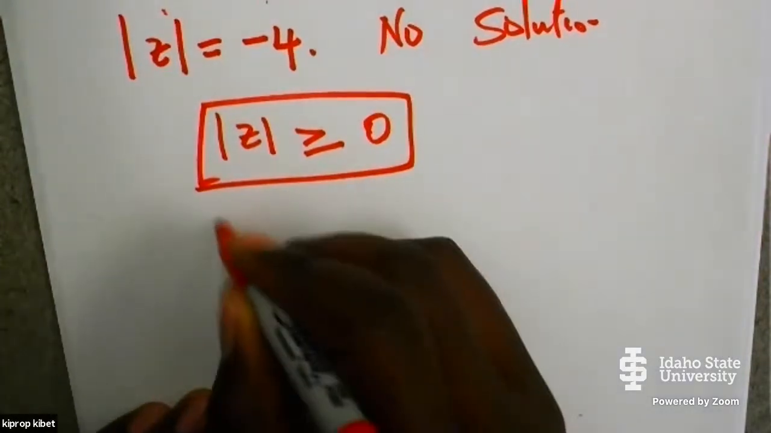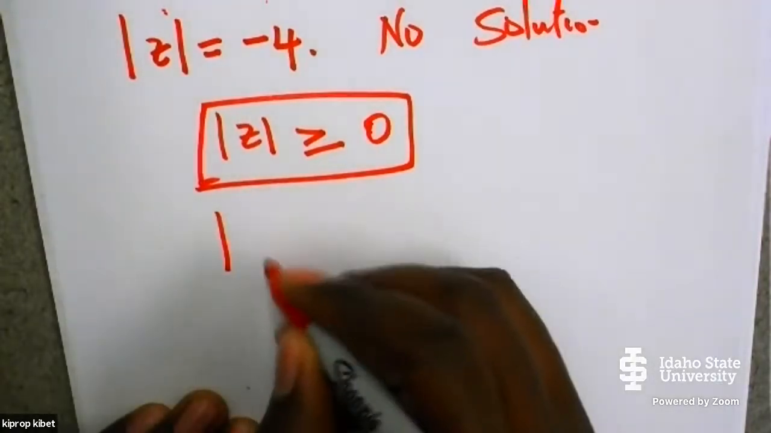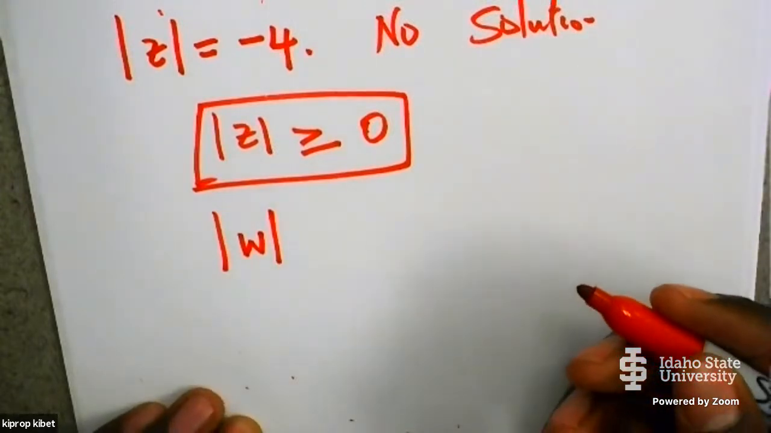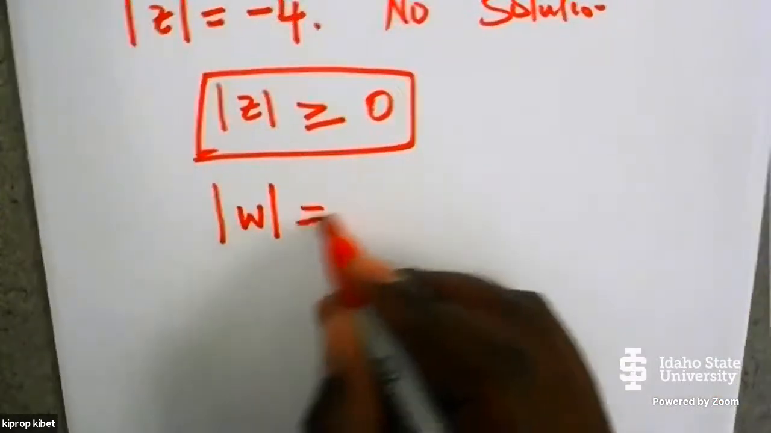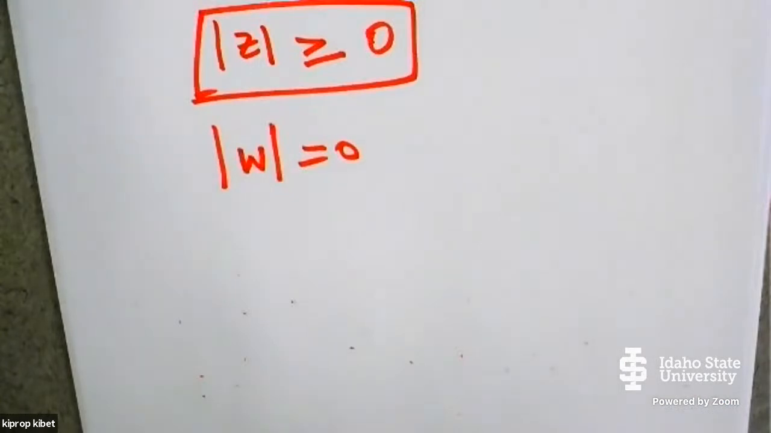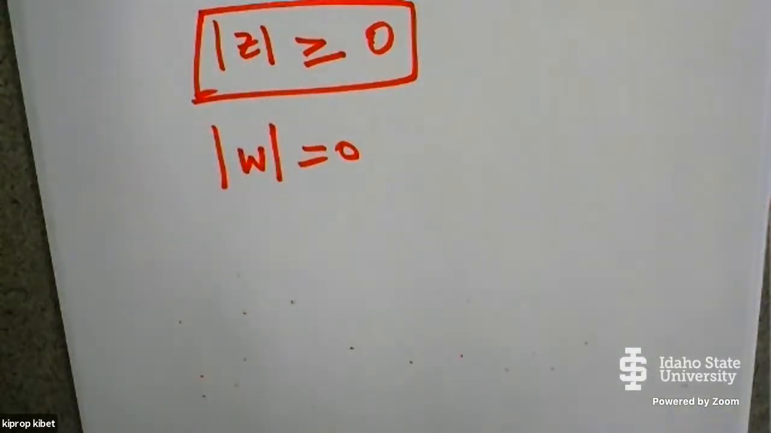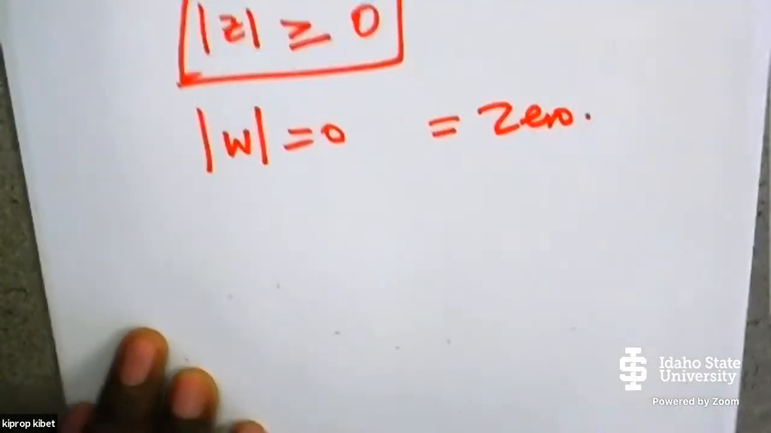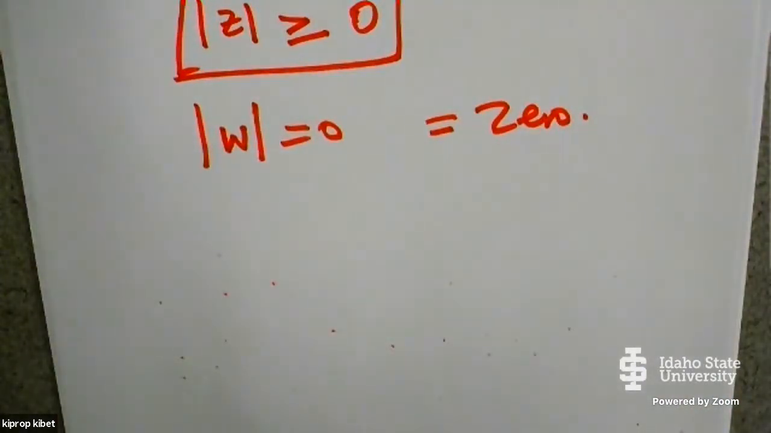Okay, again, the absolute value of w equals 0, then it is still the same. The solution is still the same as 0. So it doesn't change. Now, how do we solve absolute value equations?